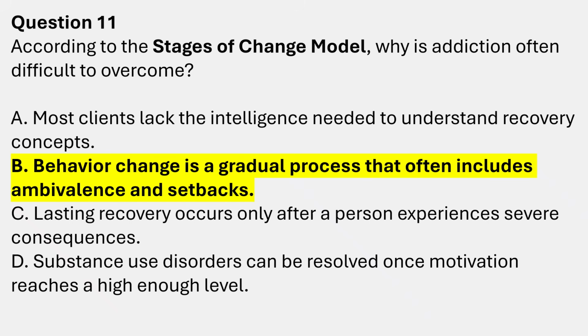A is incorrect because the stages of change model does not attribute addiction to intelligence. People may understand the risk of substance use and still struggle with behavior change. C is incorrect because while consequences can increase motivation, the model does not suggest that severe consequences are required for change to occur. And D is incorrect because motivation is important, but the model emphasizes that change involves a process of movement through stages rather than a single moment of motivation.